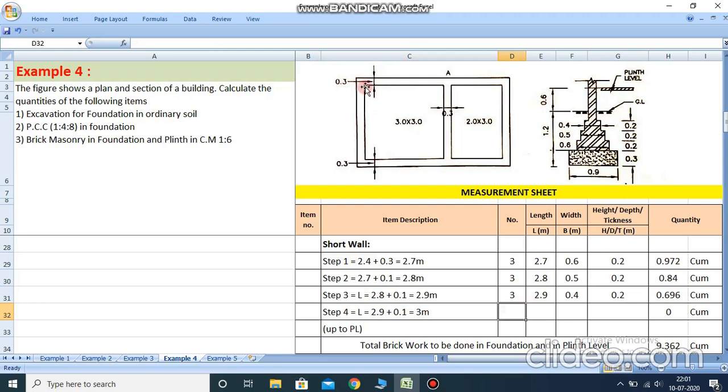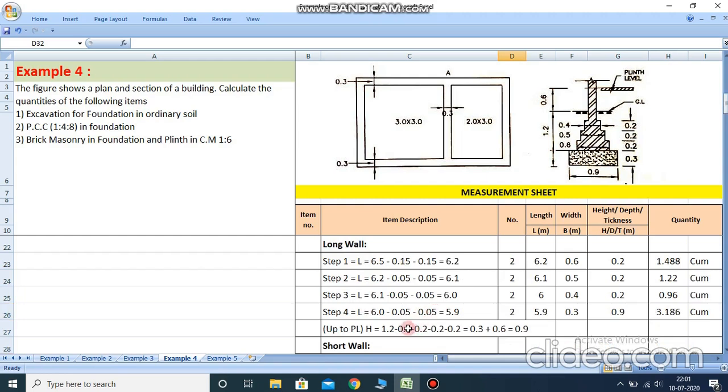So see this figure. So the fourth step is the total inner to inner wall length, 3 meter, and here 3 meter. When we see step number 4 for the long wall, it says 5.9. So 5.9 is the total length from outer to outer. So here total length is 3 plus 2, it's 5. But why do we get 5.9 here? Because 3 wall thicknesses are added. Clear? So total length is 5.9. Clear?